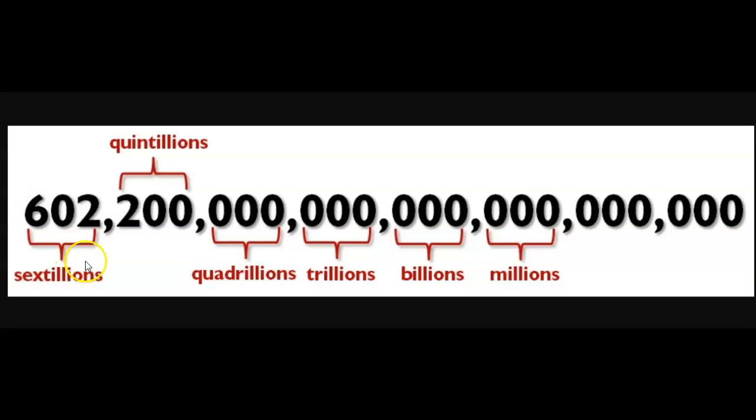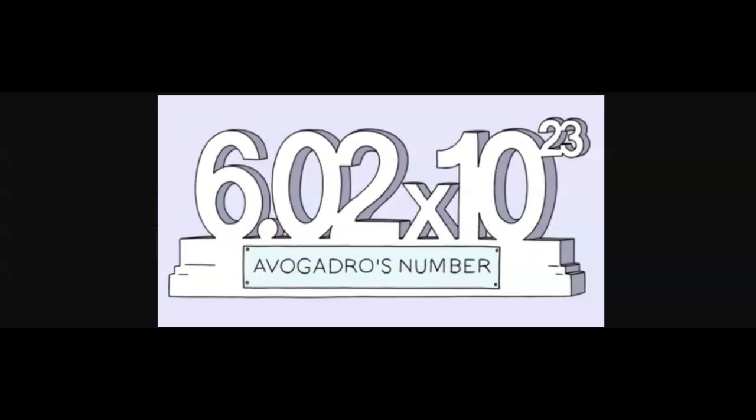602 sextillion, 200 quintillion. Now that's just so inconvenient to write out all these zeros. So just for the sake of ease, we find it a little bit easier to do this using scientific notation. And here it is with a little bit of rounding: 6.02 times 10 to the 23rd. This is called Avogadro's number. And if you have this many things, we say we have a mole of that thing. And if you have this many protons, that's a gram of protons.